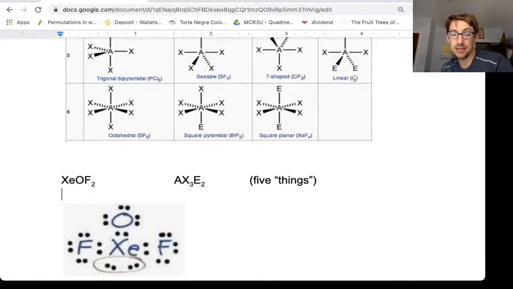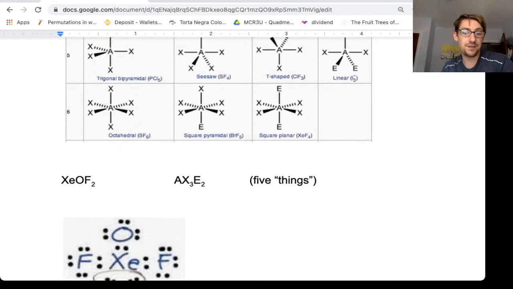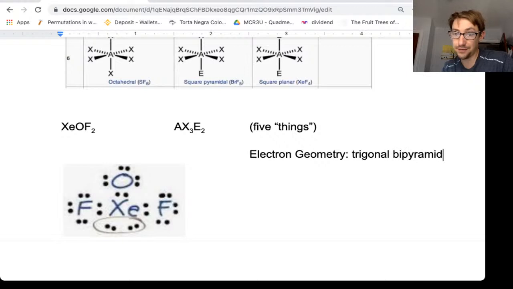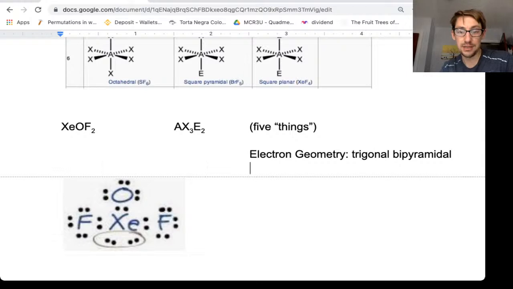Now, I've seen some people say that the 5 things, including the lone pairs, mean that there's an electron geometry, and it's trigonal bipyramidal, aka there are 5 things. But what you're asking about is molecular shape, or VSEPR shape. And it's T-shaped because that's trigonal bipyramidal without 2 of the extra X's.